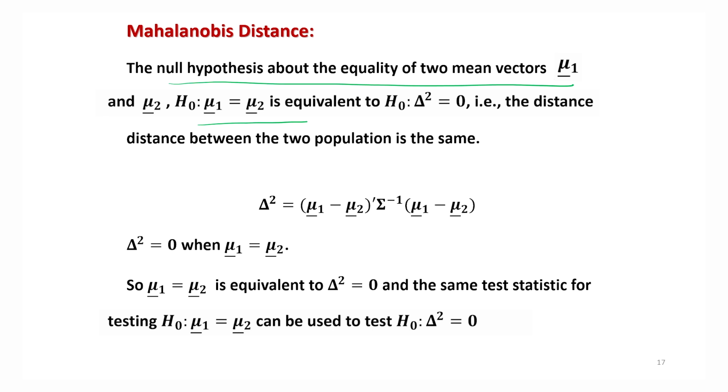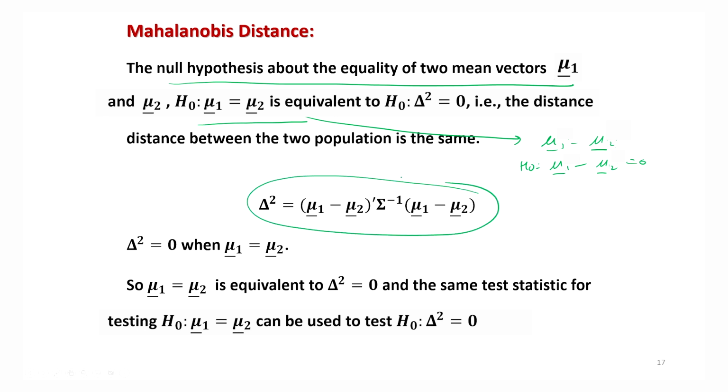Now if you try to write this quantity as mu1 minus mu2, then H0 becomes mu1 minus mu2 is equal to 0, right? And if you look at the definition of delta square, in case mu1 and mu2 are equal, then delta square becomes 0. So this hypothesis can also be written as H0: delta square is equal to 0.